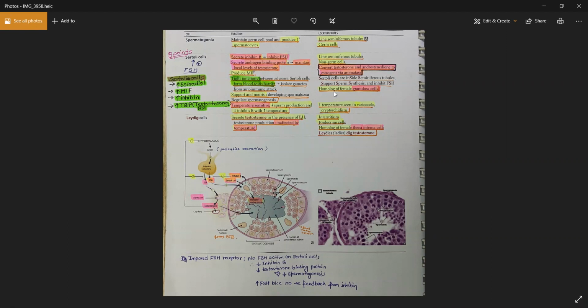And please note, they are the homologous cells of the female granulosa cells, which we will discuss shortly. Don't worry about that. In females you have the granulosa cells and the theca cells, theca externa and theca interna. The theca interna cells are the homologous of the Leydig cells, and the granulosa cells are the homologous of the Sertoli cells.